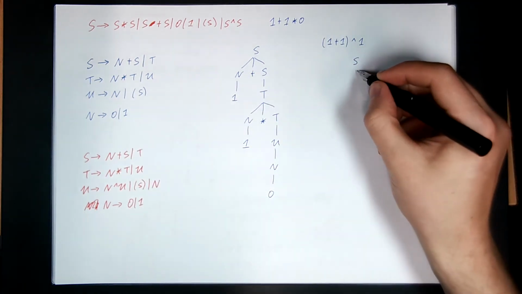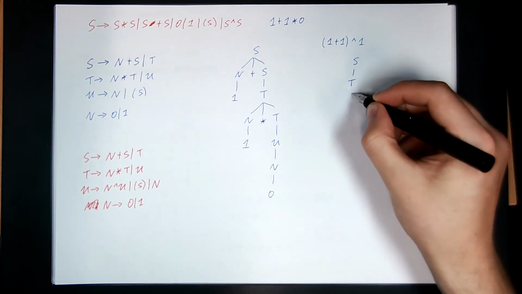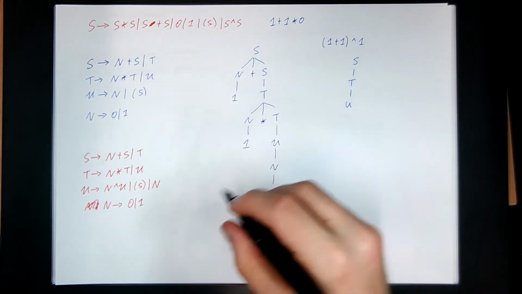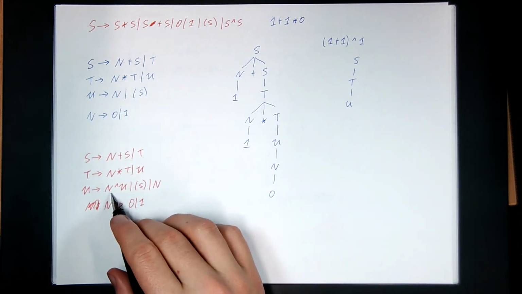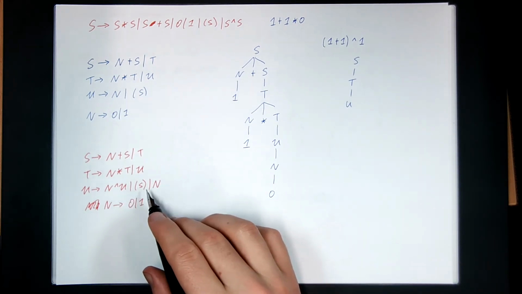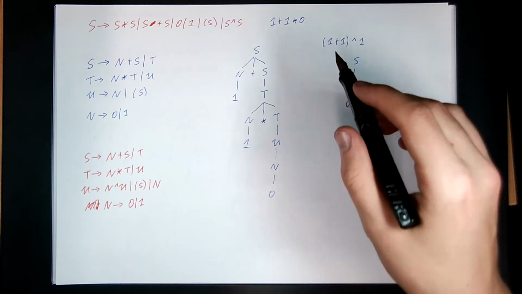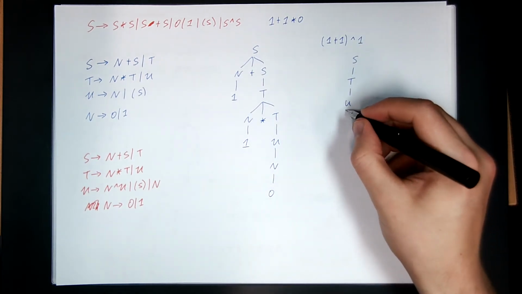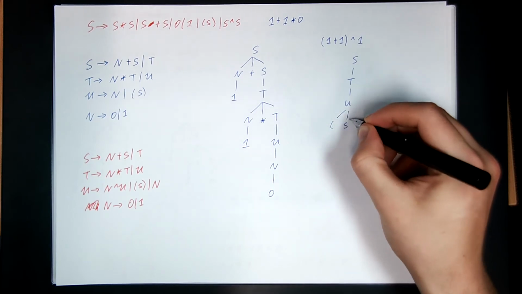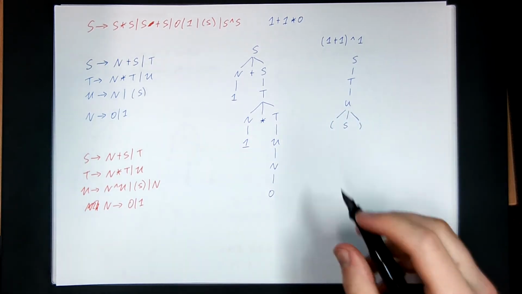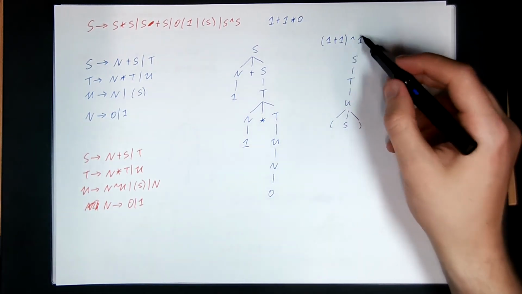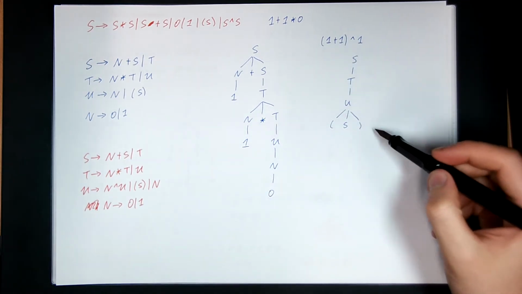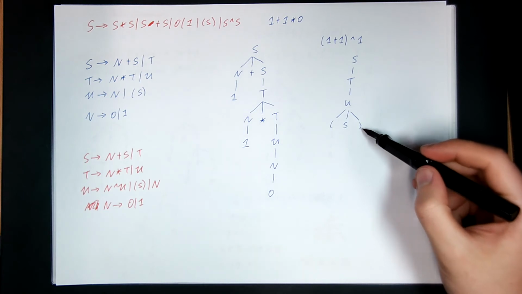So S goes to T, goes to U, we'll go to N to the power of U, well that's no good. I sort of want the brackets first, so let's put the brackets. So U will go to bracket S bracket. Oh, that's no good. I'm not going to be able to include my exponentiation, so it looks like my grammar is faulty, right? Because I'm not going to be able to add something in the right-hand side of this bracket.